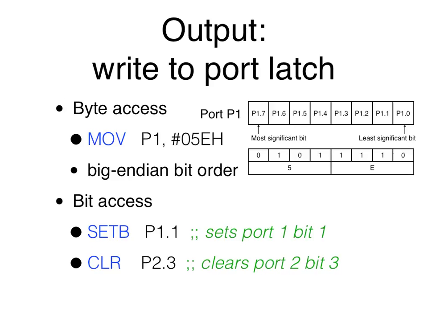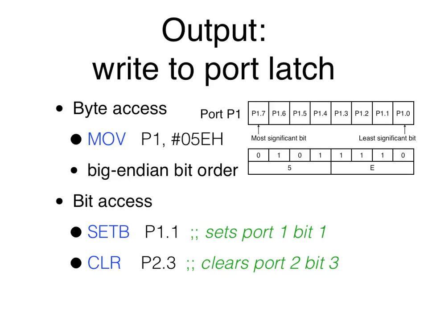That means the 5 is 0101, E is 1110. So they get mapped directly to P1.7 all the way down to P1.0, like that. Okay. Now on bit order, it's big endian. So the 01011110 goes from the highest order bit to lowest order bit.